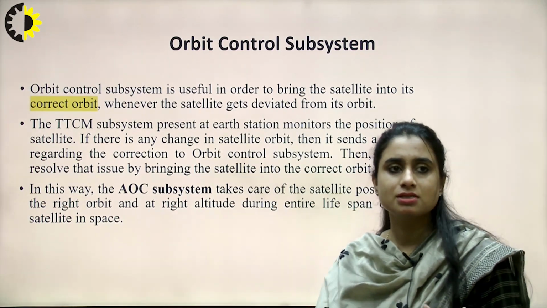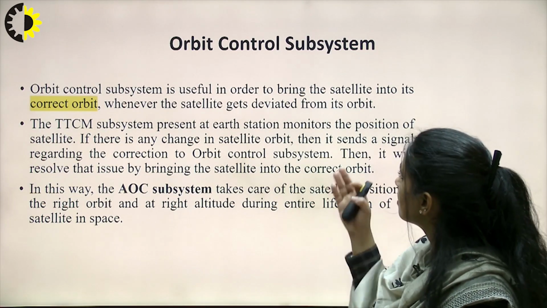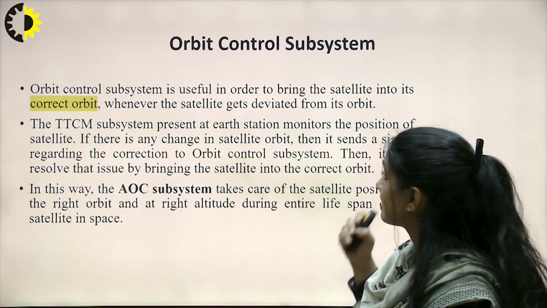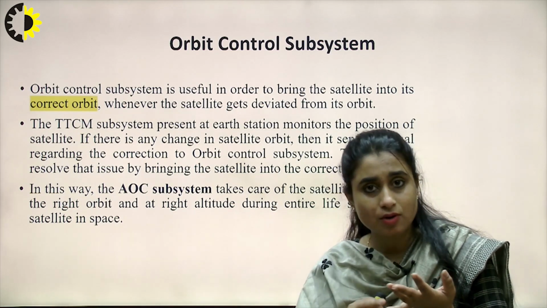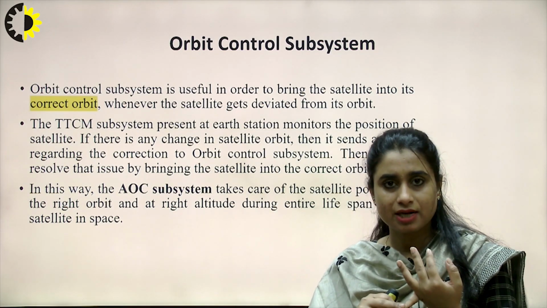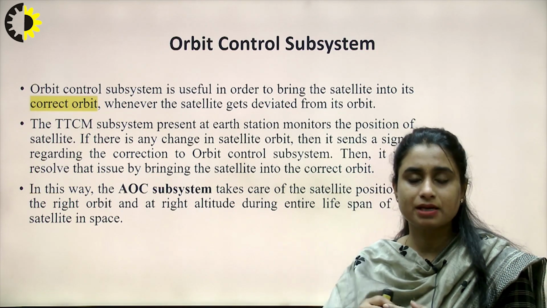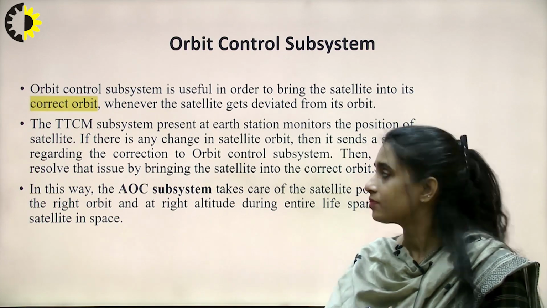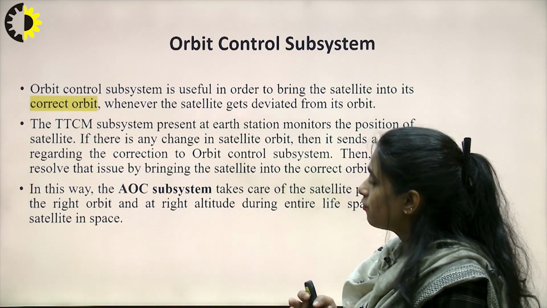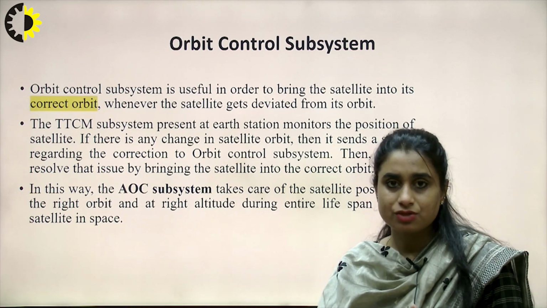The orbit control subsystem is useful in order to bring the satellite into its correct orbit. We have spoken about attitude control, maintaining the height and orientation. Now orbit control maintains the path, right? For this it works in collaboration with TTC&M.